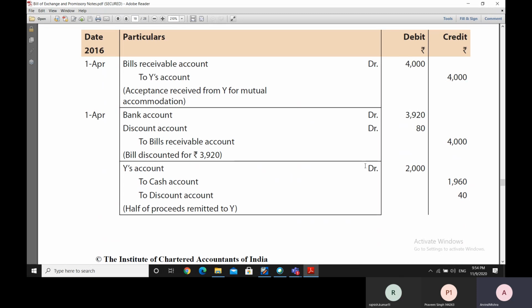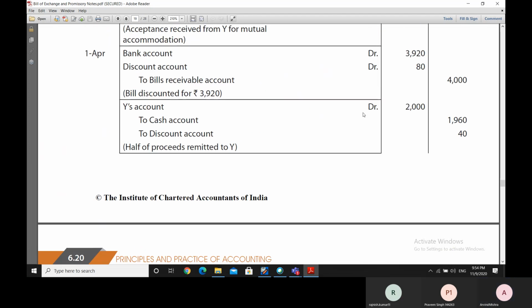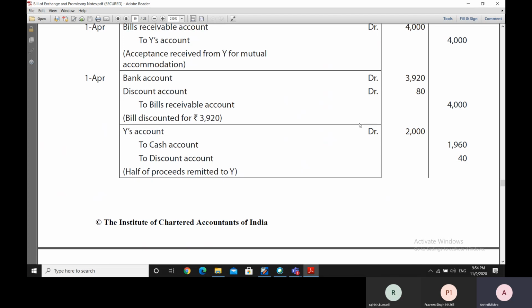he sends the proceeds, half of the proceeds to Y, and therefore Y's account is debited by 2,000 rupees, and there is a cash credit because this amount is being paid 1,960 and discount is shared by both of them. So discount account is also credited by 40 rupees here, because earlier he had borne the entire discount amount and now for 40, half of the discount is being shared here.